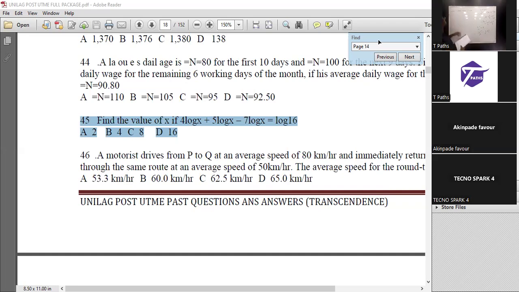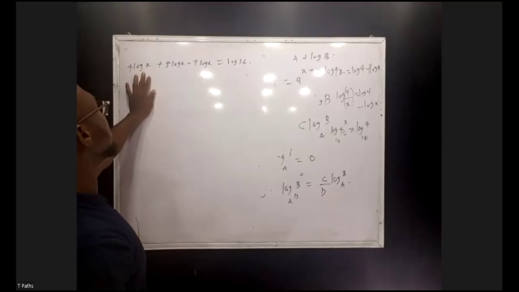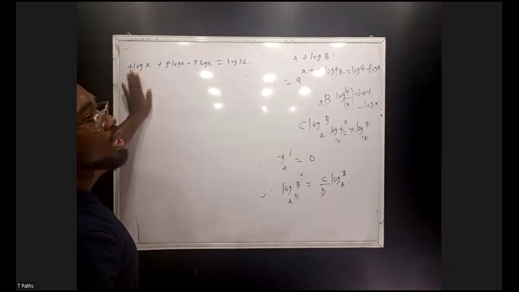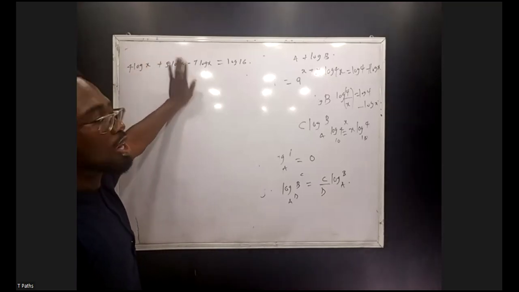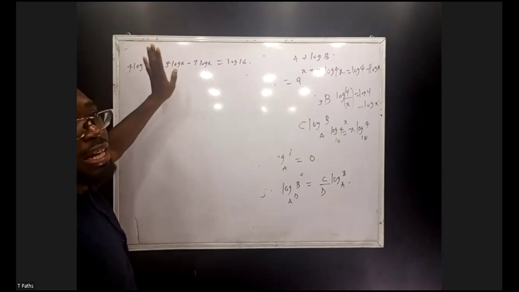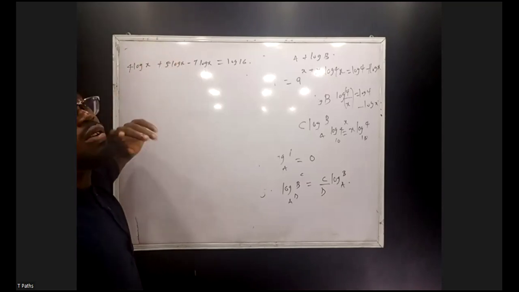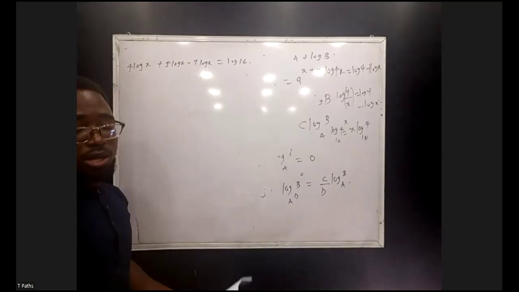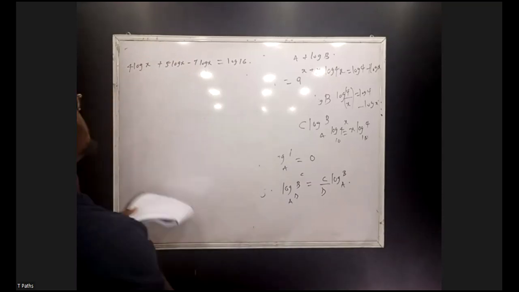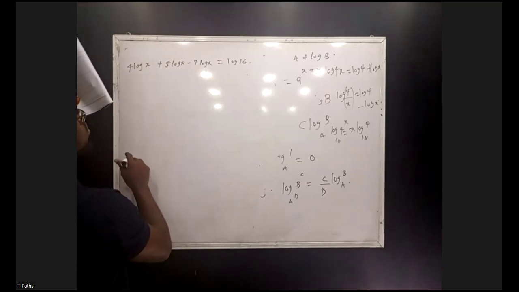If you look at this question very well, there is no base. When base is not given, you can assume that the base is base 10, because logarithm to base 10 is assumed as natural. So now in that case, what do we do?